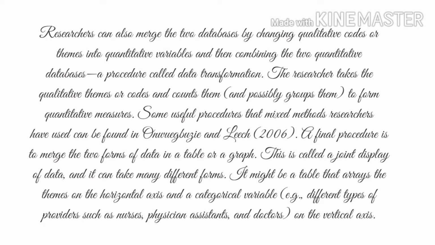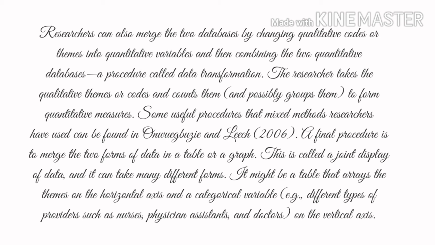Researchers can also merge the two databases by changing qualitative codes or themes into quantitative variables and then combining the two quantitative databases, a procedure called data transformation. The researcher takes the qualitative themes or codes and counts them, and possibly groups them to form quantitative measures. Some useful procedures that mixed methods researchers have used can be found in Onwuegbuzie and Leech, 2006.